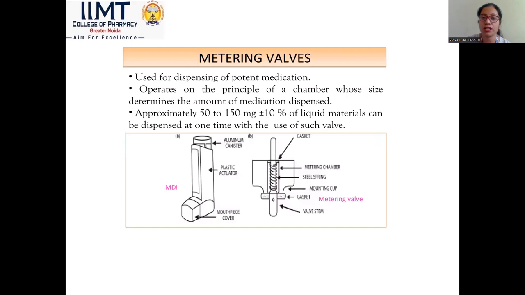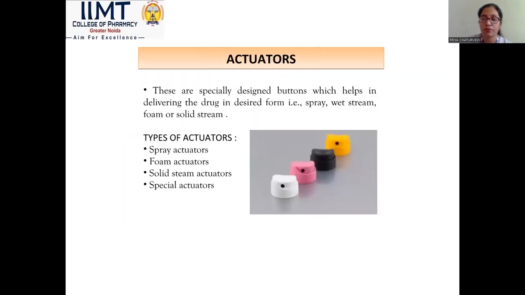Now coming to the metering valve. What are they? They are used to dispense potent medication. They operate on the principle of a chamber whose size determines the amount of medication dispensed. Approximately 50 to 150 mg of liquid material can be dispensed at one time when we use such a valve.